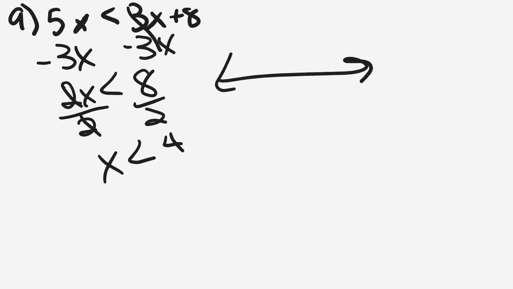All right, and let's go ahead and graph that because why not? So there's our 4, an empty circle because there's no little line on the bottom. And we want all the x's that are less than 4. So it looks like that.